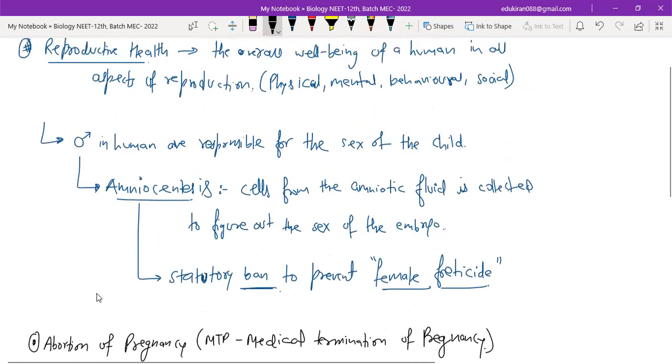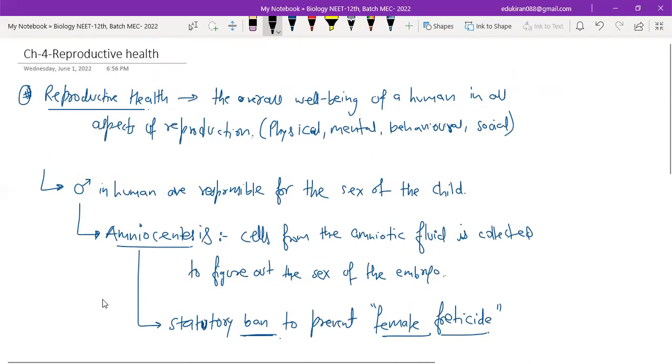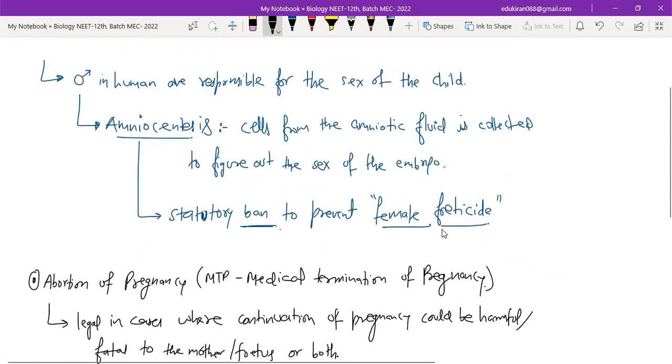So both amniocentesis and medical termination of pregnancy are clear. Now there are some questions that are moral or social-issue based that can come in the boards. They will not be asked in the entrance mostly, but like, how can you prevent female feticide? For that you can write answers like: one thing is amniocentesis should be banned, no one should be allowed to know the sex of the baby before it is born. Second, proper counseling should be given, and awareness should be provided to the parents.